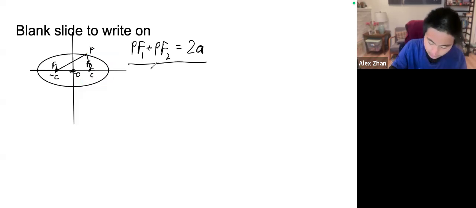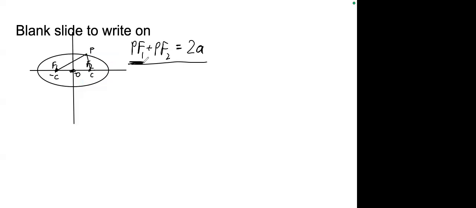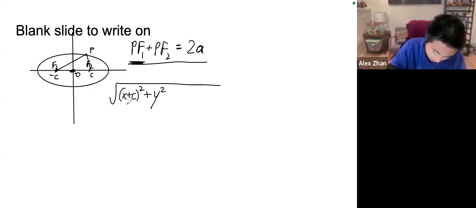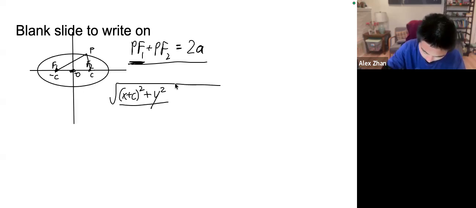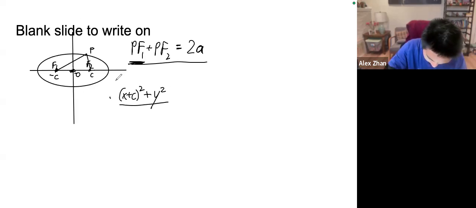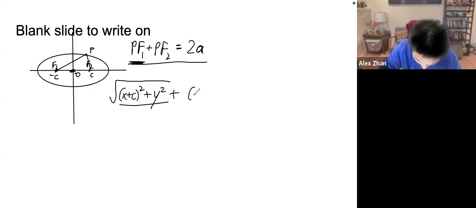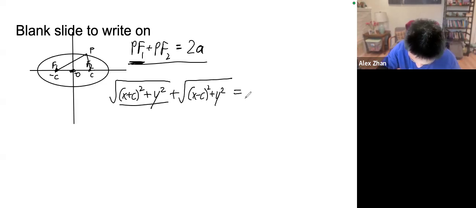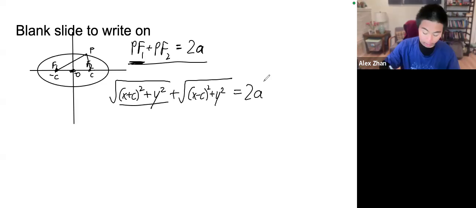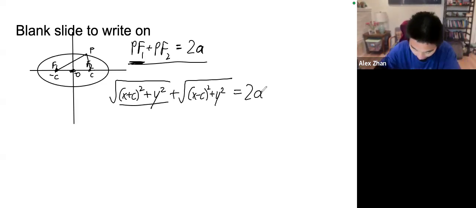So how would you go from this to finding an equation? First of all, distance can be done by the distance formula, so we have P to C and P to negative C. You just calculate the two distances and do a little bit of simplification, and you're pretty much done. So the distance from P to C is square root of (x plus c) squared plus y squared. And the next one is square root of (x minus c) squared plus y squared. And this is going to be equal to 2a.